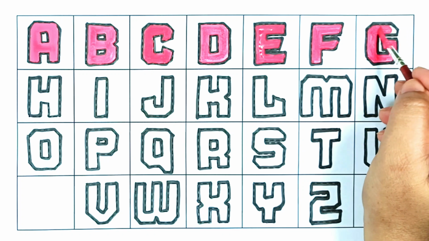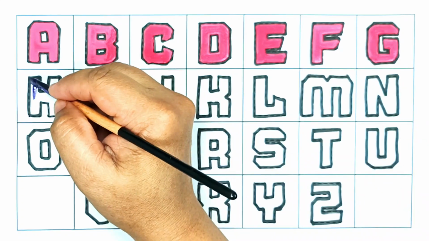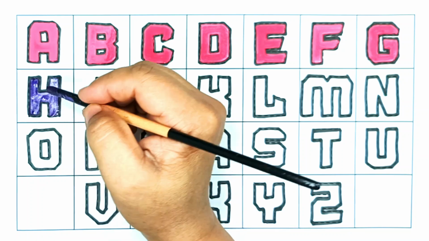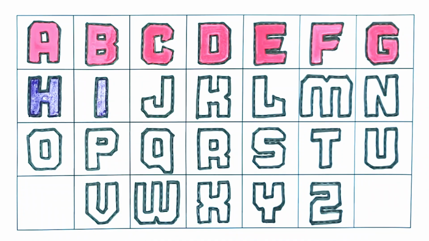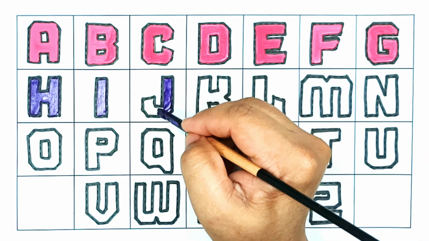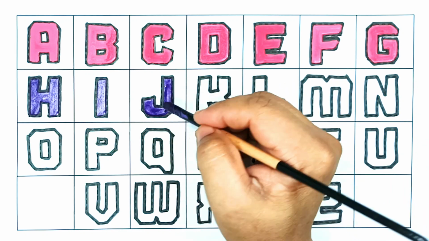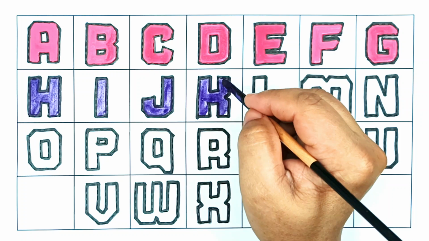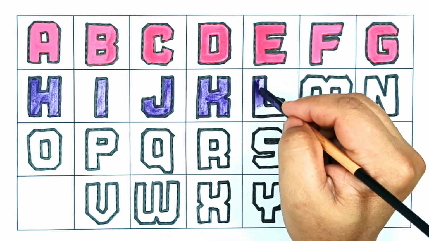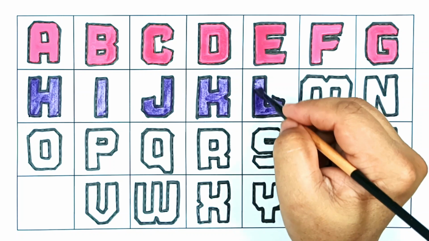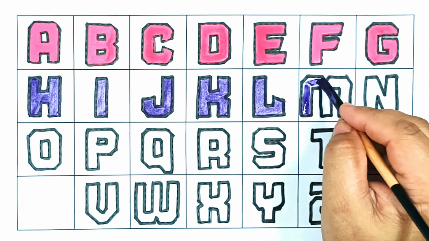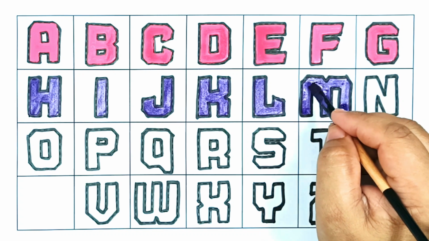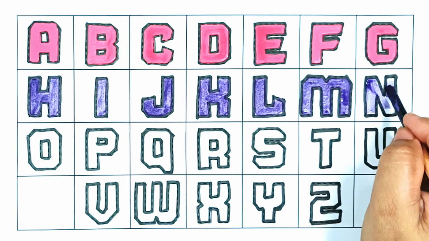G for glass, G for glass. H for hat, H for hat. I for igloo, I for igloo. J for jam, J for jam. K for kite, K for kite. L for lamb, L for lamb. M for man, M for man. N for net, N for net.